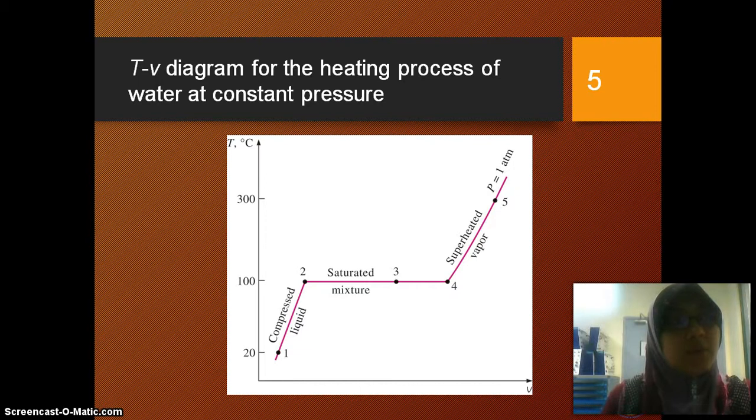If the entire process between state 1 and state 5 described in the figure is reversed by cooling the water while maintaining the pressure at the same value, the water will go back to state 1, retracing the same path, and in doing so, the amount of heat released will exactly match the amount of heat added during the heating process.